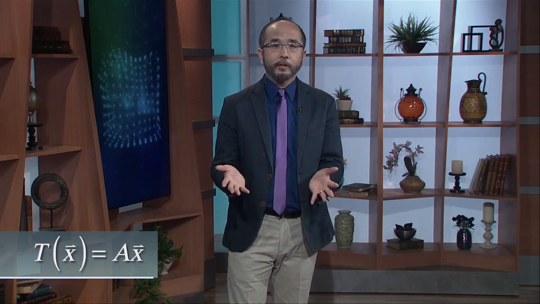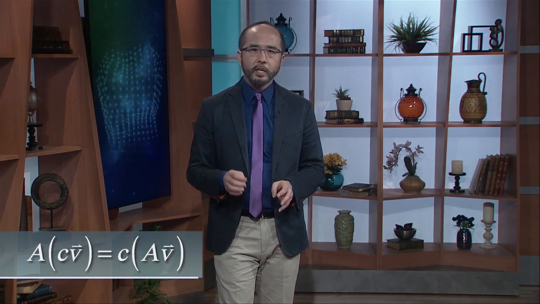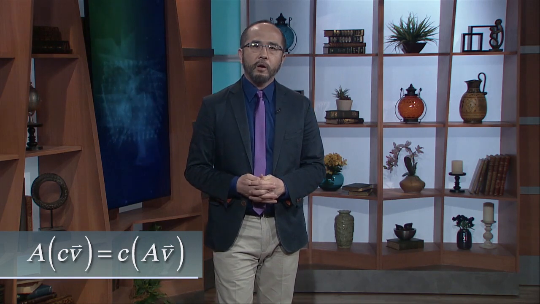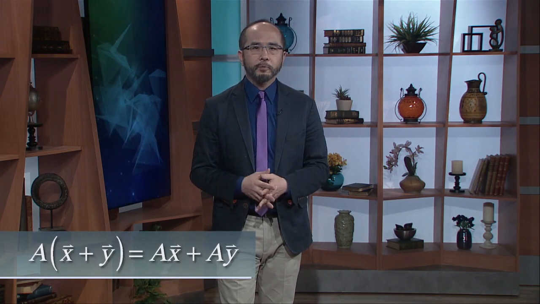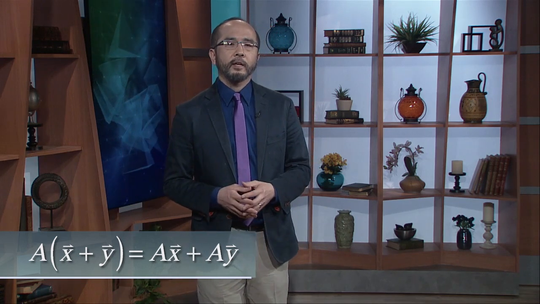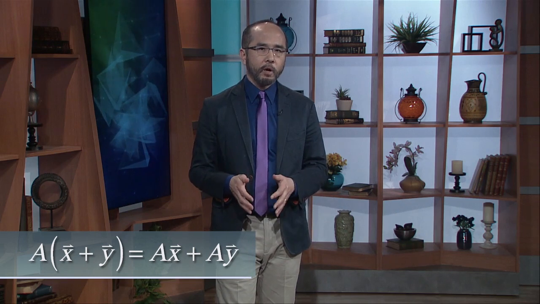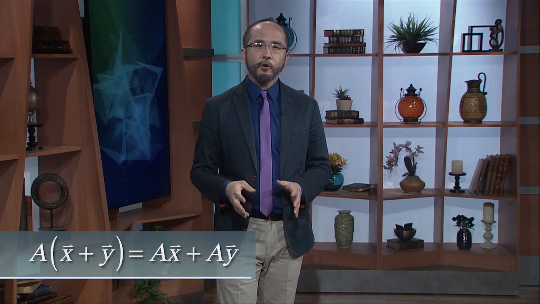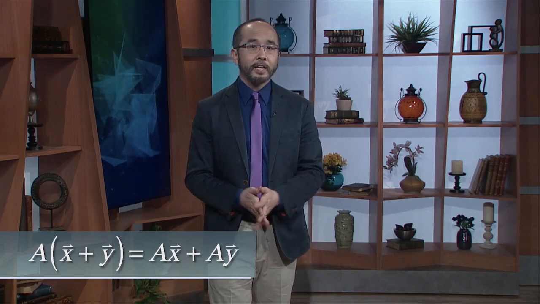And moreover, it's linear. We know from thinking about what it means to multiply matrices that for any scalar factor c and n-dimensional vector v, A times cv equals c times Av. Also, from the distributive property of matrix multiplication, we know that for n-dimensional vectors x and y, A times x plus y equals Ax plus Ay. So, multiplication by a matrix is a linear transformation.